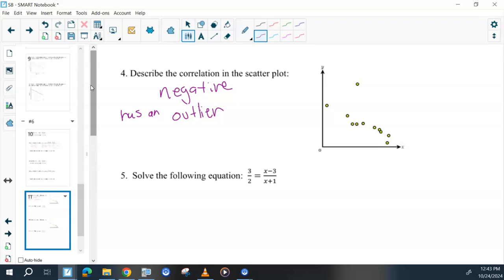I could say that this is a strong correlation. They're close together. If you wanted another description, you don't need this one. You can put it if you want. So it is a strong negative correlation that has an outlier. When it asks you to describe a correlation and there's an outlier, you have to say the outlier. So you have to describe the graph in general.